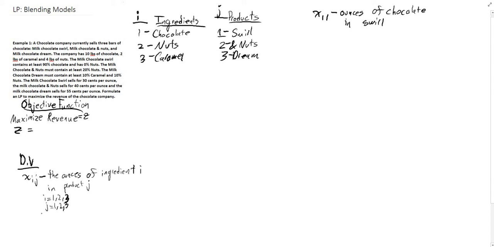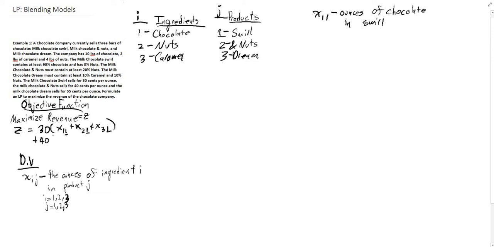So now that we have our 2-index decision variable, we're going to go back to define Z. So we know that it's 30 cents per ounce, and we want to know the amount of product 1 that is sold. So we have the amount of chocolate in product 1, plus the amount of nuts in product 1, plus the amount of caramel in product 1. That equals the total ounces sold. Multiply that by 30, giving you the revenue for your chocolate swirl.